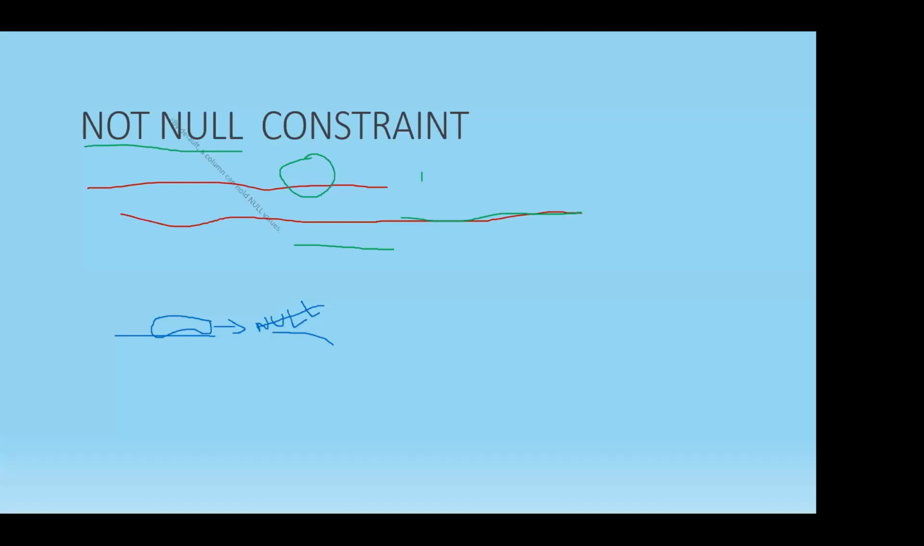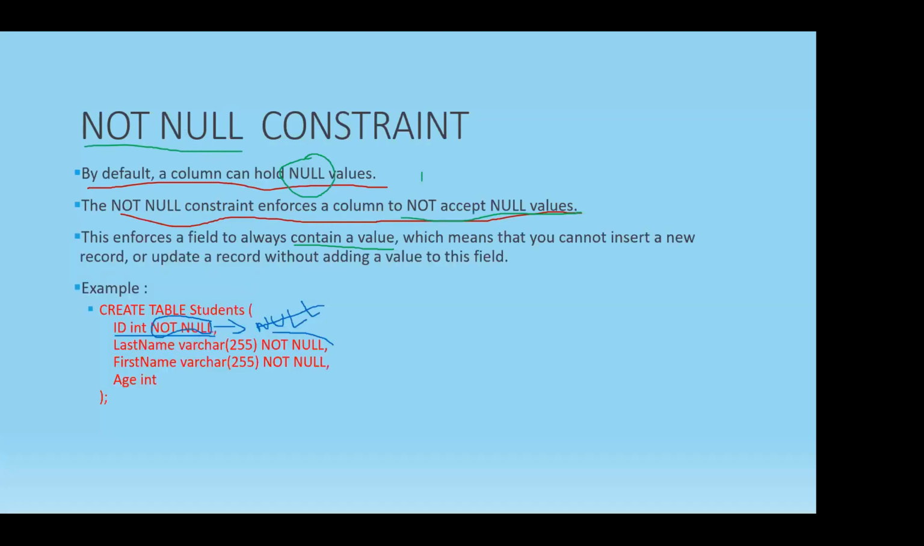Not null constraint. What is the use of the not null constraint? Once you define a not null constraint for a column, it enforces the column to not accept null values. By default in a database management system, if you are not providing any value to the specified column, it will hold a null value. To avoid this, we define that column with a not null constraint. Once you define that, it will not accept null values. So try to understand.